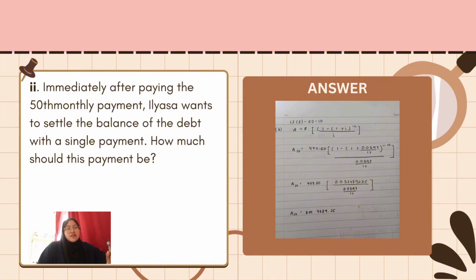And then we got the balance of the debt with a single payment, that is RM4,689.25. That is 4,689 ringgit and 25 cents. That's all from me.